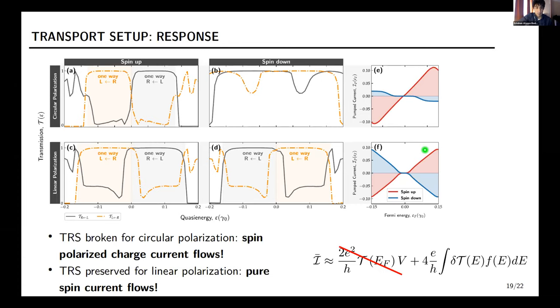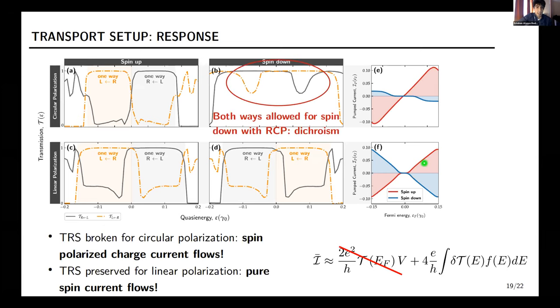On the other hand, when the time reversal is preserved for linear polarization, pure spin current flows. So this is quite nice, because if you have any transport setup and you want to develop a spin polarized current, you can use this honeycomb lattice using the light in order to create this pump current in the zero bias regime with a polarization over, if I'm correct, 83%. And in the linear case, you can have a pure spin current.